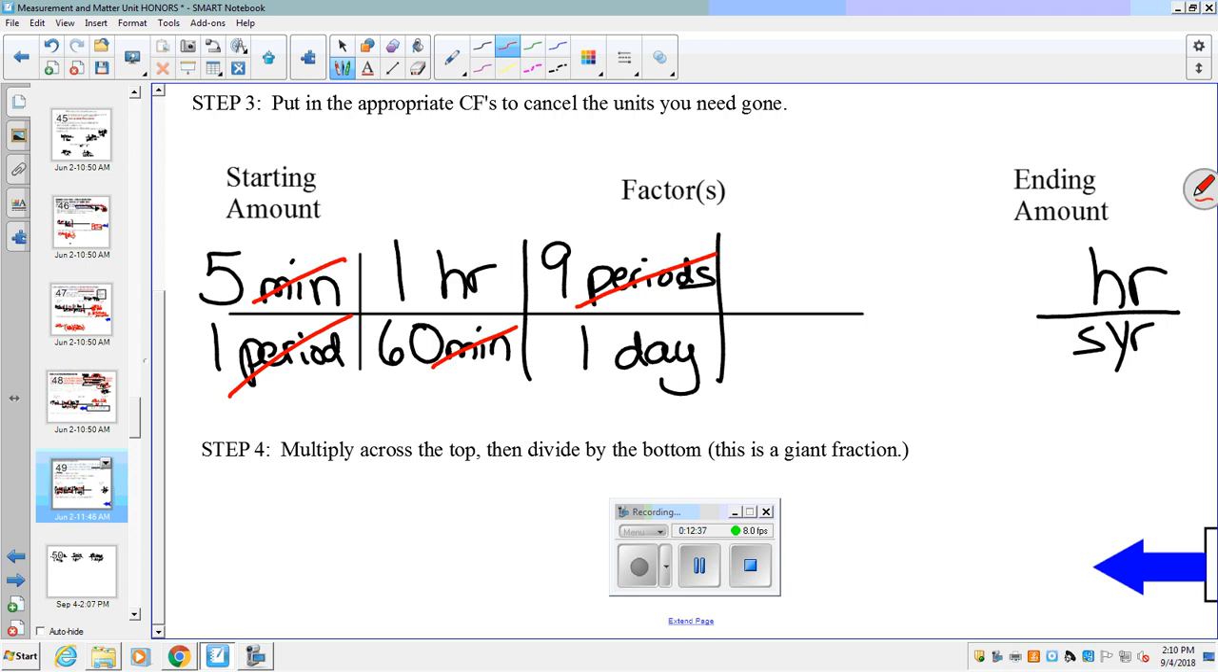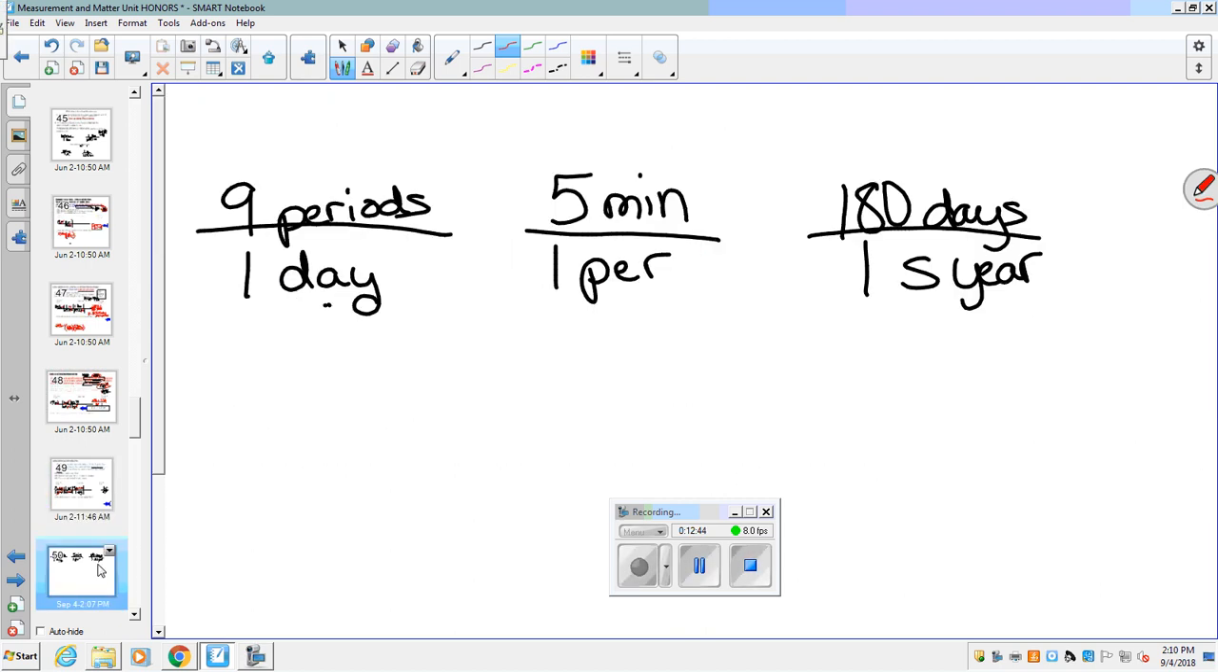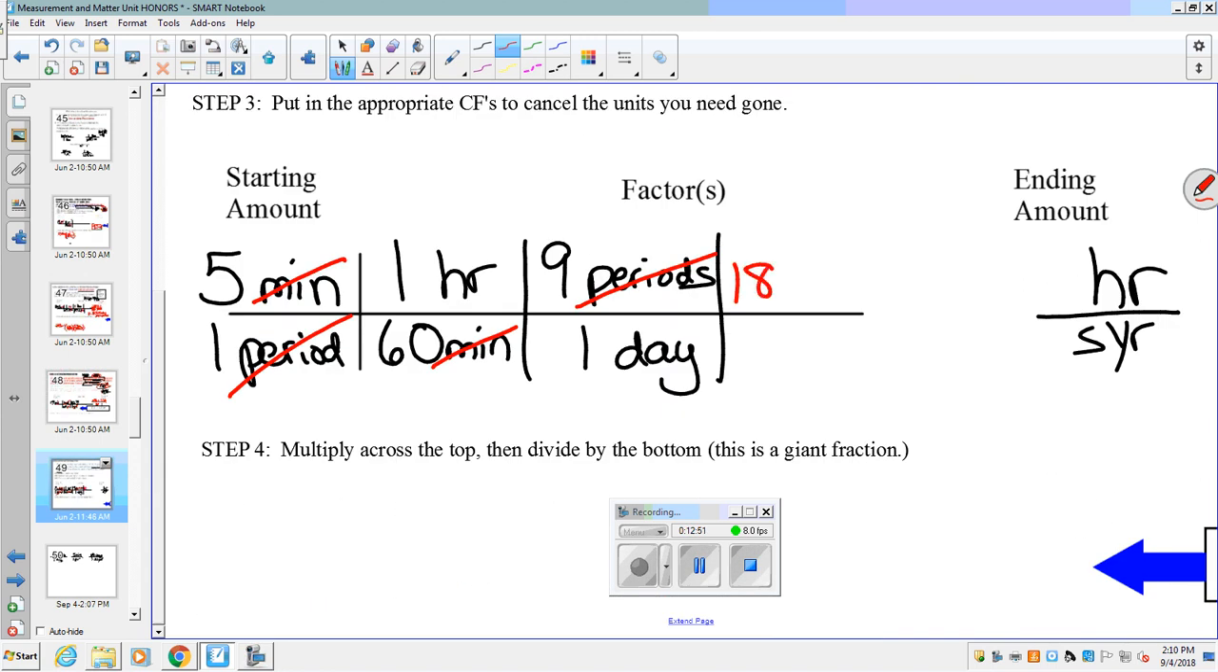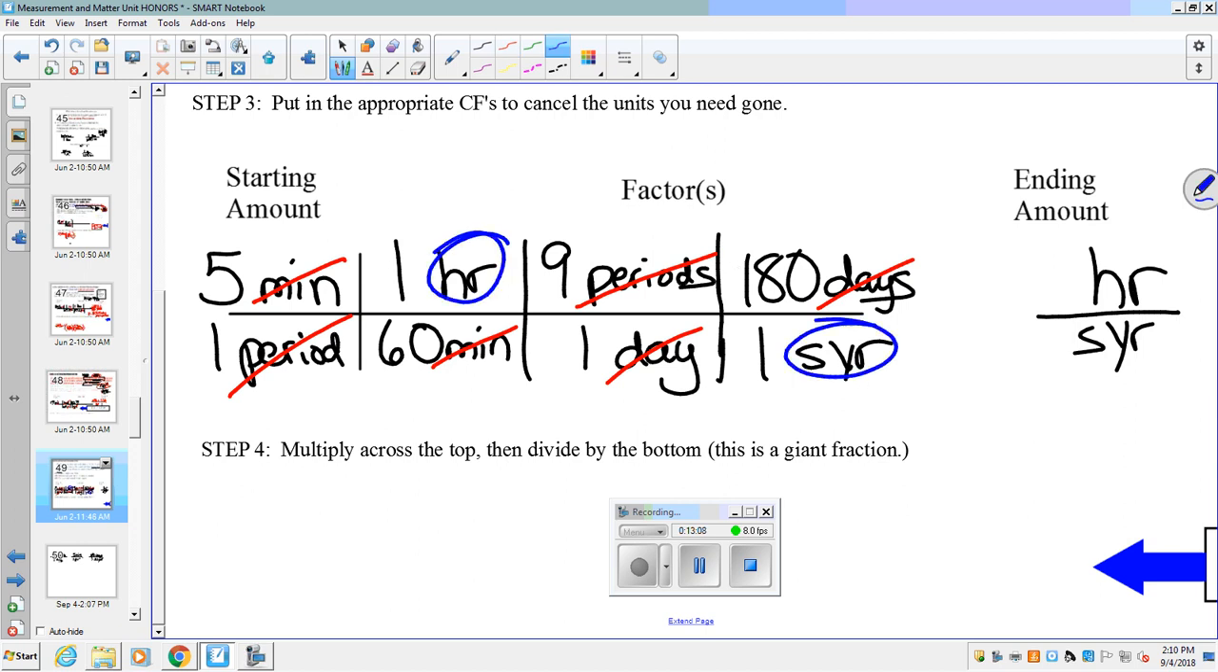And the last thing we need to do is we want this to end up with school years on the bottom. We need to get rid of days. So we say, okay, here in Marcellus, we have 180 days per school year. So we're going to say 180 days is 1 school year. We're going to go ahead and we're going to cancel our days. Now we ended up with the units we want, which are hours per school year.